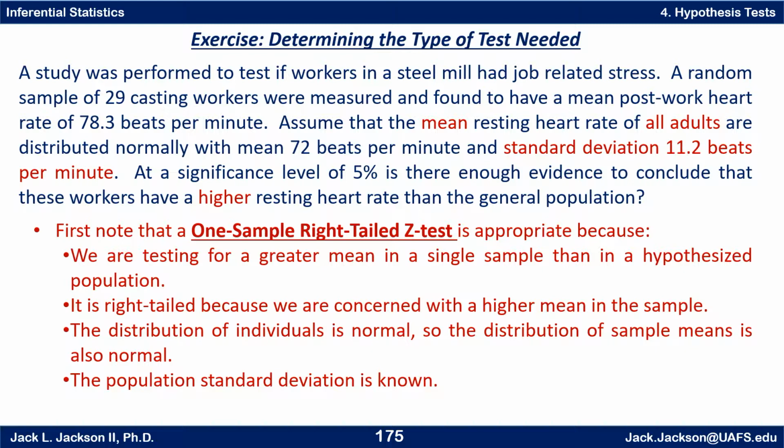So first we need to note that we have the right kind of test. This is a one-sample right-tailed z-test because we are testing for a greater mean in a single sample than the hypothesized mean. Notice the whole thing is about means. And notice we're testing for a greater mean because it says higher resting heart rate. That indicates that it's a right-tailed test. The distribution of individuals is normal, so the distribution of sample means is also normal, and the population standard deviation is known.